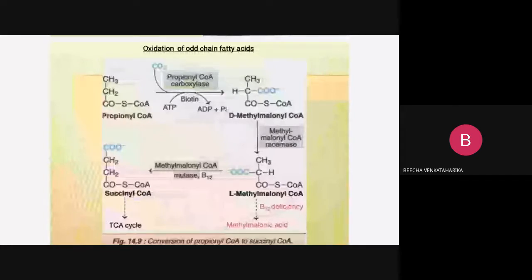So this is the first essay question in lipid metabolism. It is a very, very important essay question. This was the essay question for the last regular batch last year. Fatty acid metabolism, fatty acid oxidation, beta oxidation of fatty acid, or lipid metabolism, all have the same answer only.